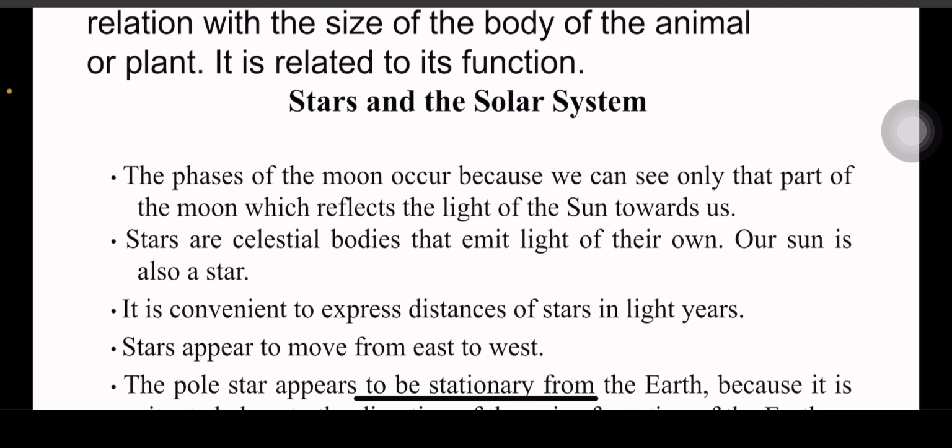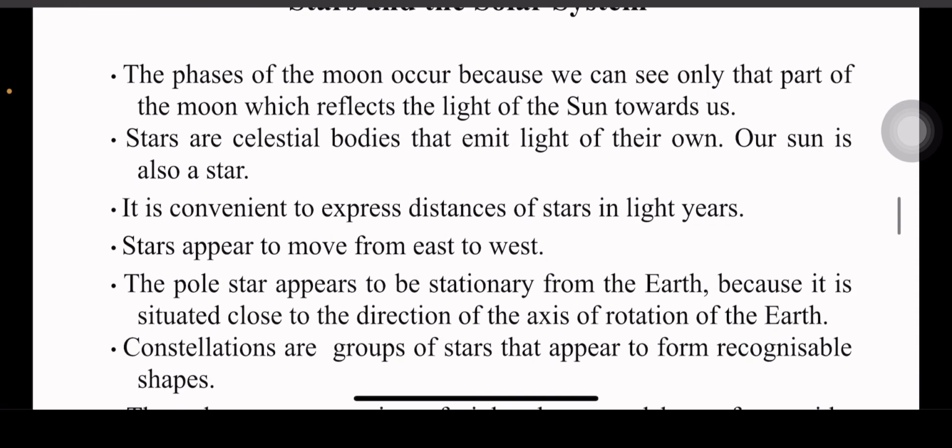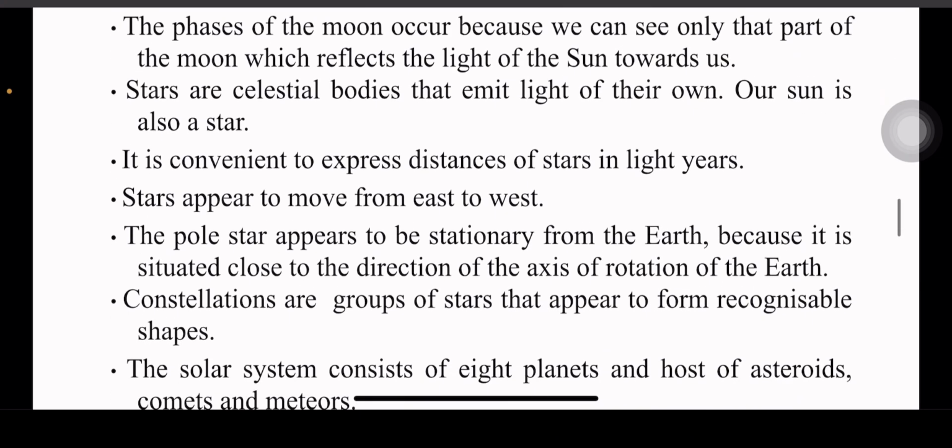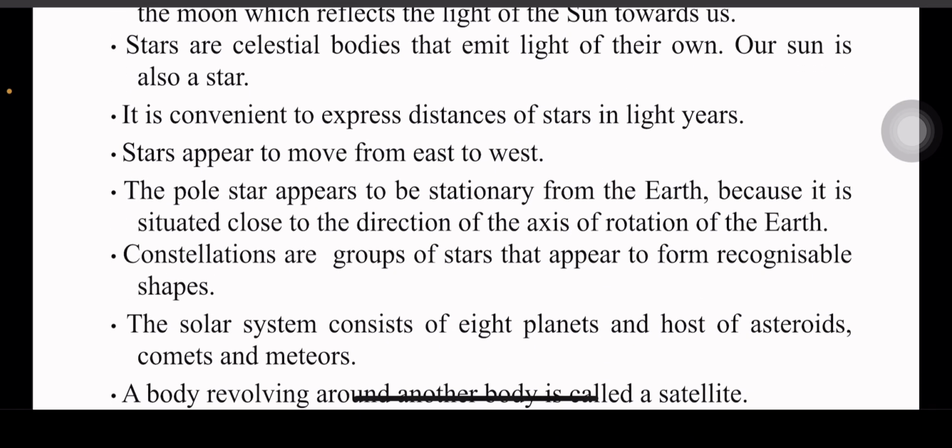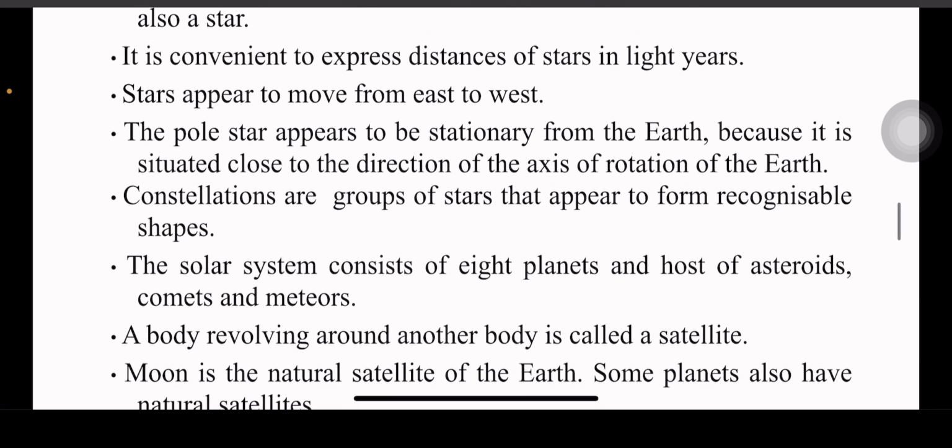It is convenient to express distances of stars in light years. Stars appear to move from east to west. The pole star appears to be stationary from the Earth because it is situated close to the direction of the axis of rotation of the Earth. Constellations are groups of stars that appear to form recognizable shapes.